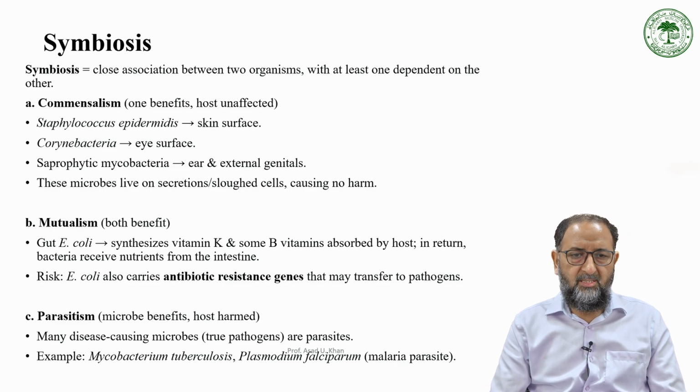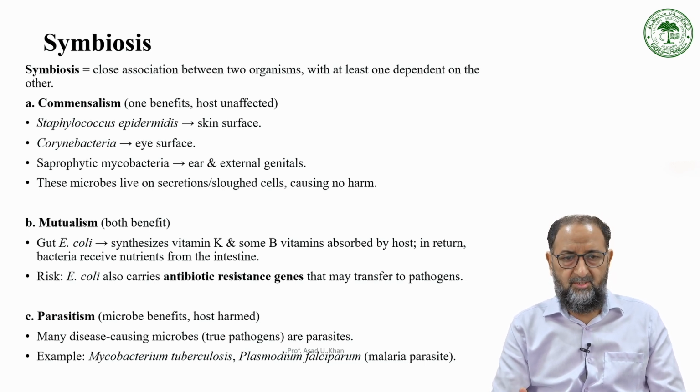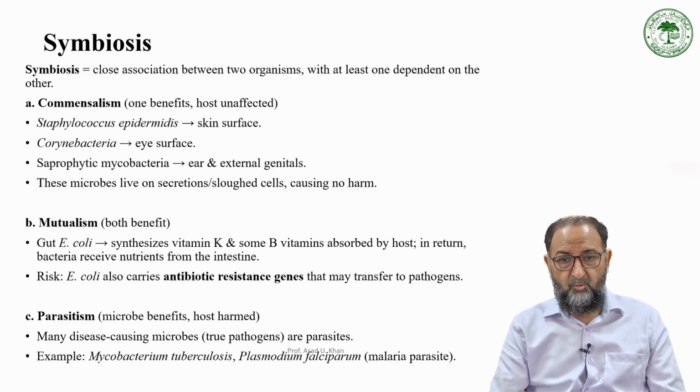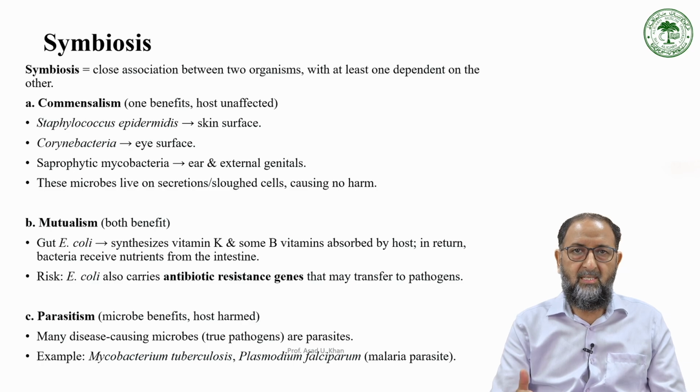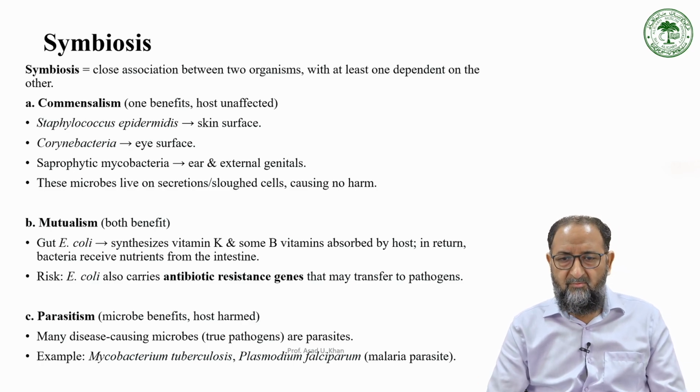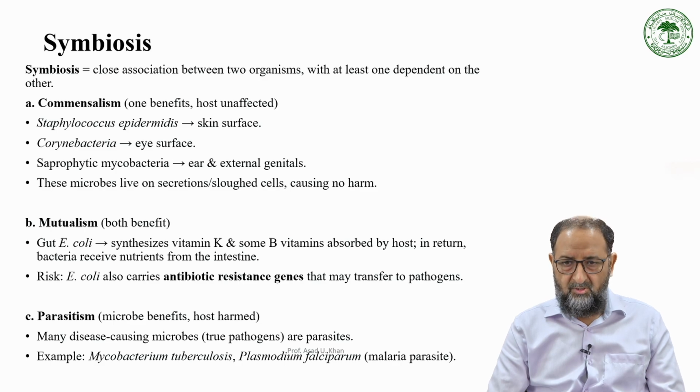Then parasitism is another symbiotic relationship, where the microbe benefits and the host is harmed. This is called the parasitism relationship, where, for example, many disease-causing microbes, true pathogens, are parasites which are dependent on the host and harm and damage the host. For example, Mycobacterium tuberculosis, Plasmodium falciparum, and Plasmodium vivax, the malaria parasites.